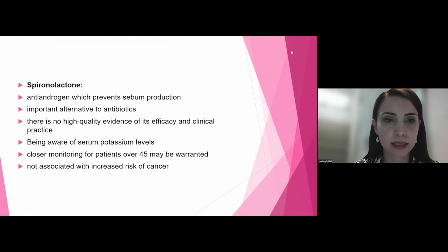Spironolactone is another medicine for acne vulgaris and anti-androgen, which prevents sebum production. And it is an important alternative to antibiotics. There is no high-quality evidence of its efficacy in clinical practice. And the serum potassium levels. And we must closely monitor patients over 45 for serum potassium levels. It can be mentioned that it is not associated with increased risk of cancer.